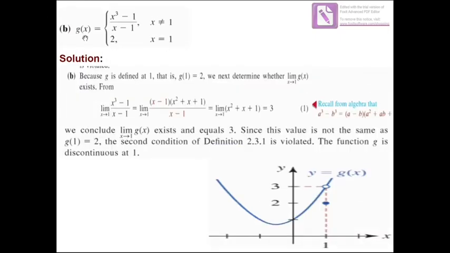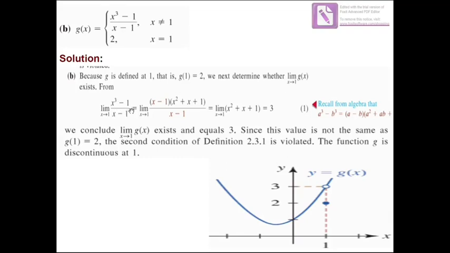Then we have b, g of x is equal to x cubed minus 1 over x minus 1 if x is not equal to 1, and 2 when x is equal to 1. So for this one we see that at x equals 1 the value of our function is 2, so the function is defined where g(1) is equal to 2. Then we need to check the limit. So we need to see whether the limit of g(x) when x approaches 1 exists or not.